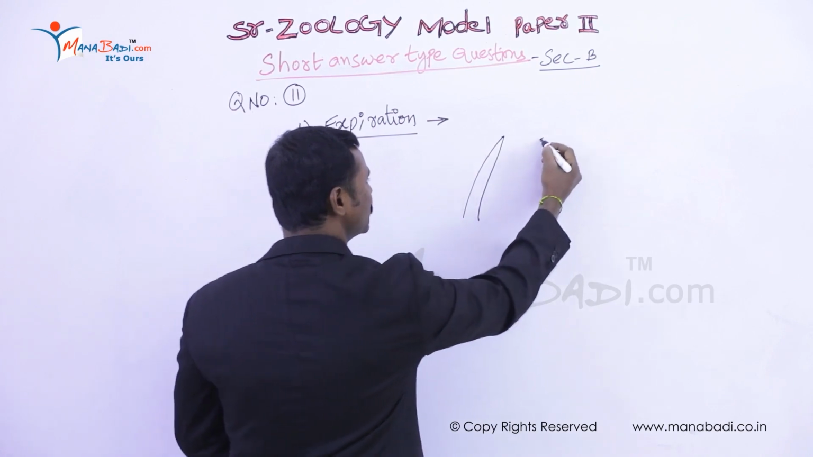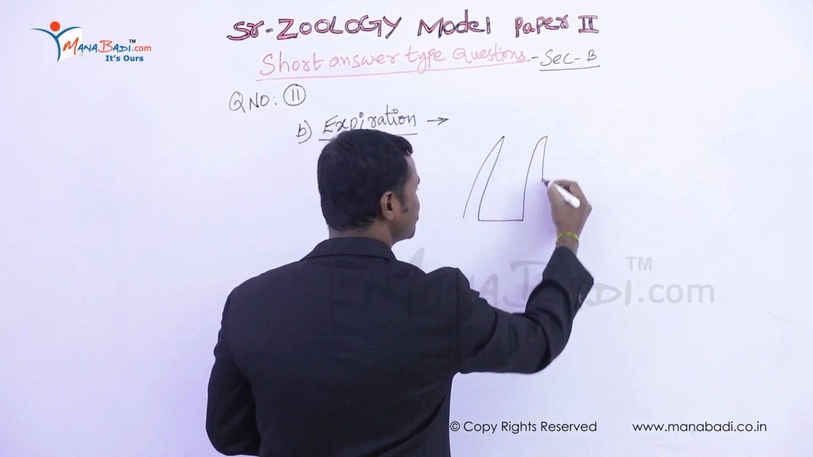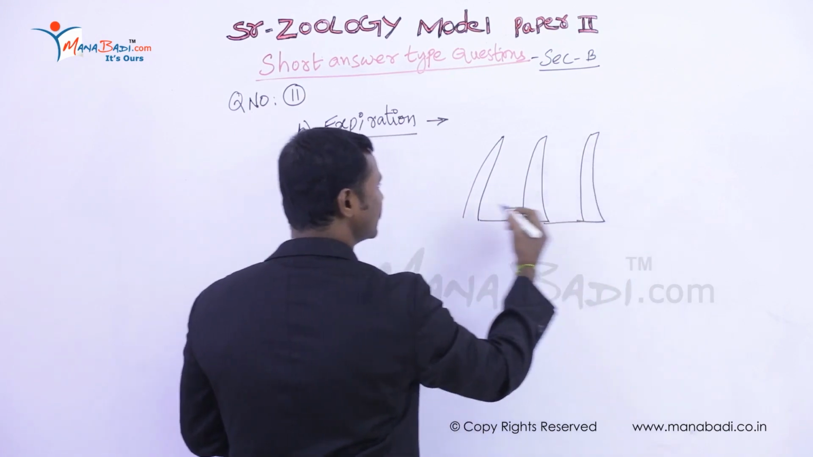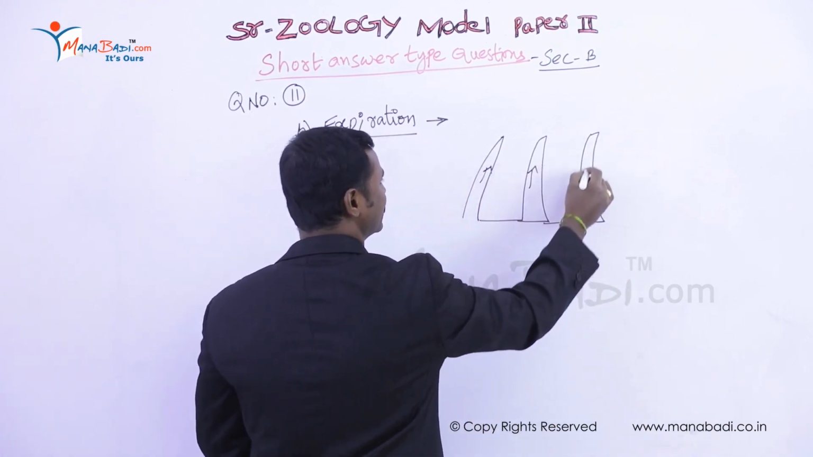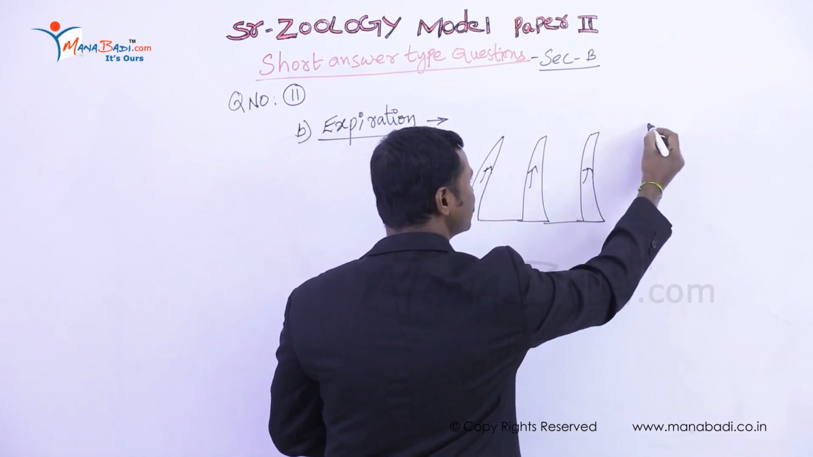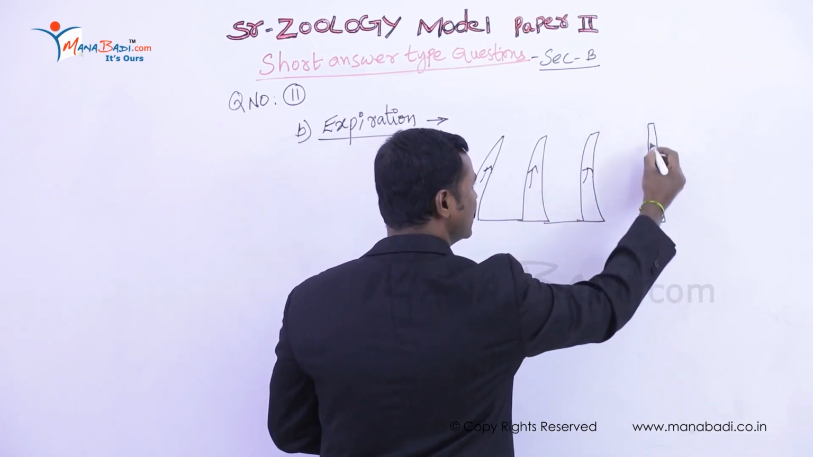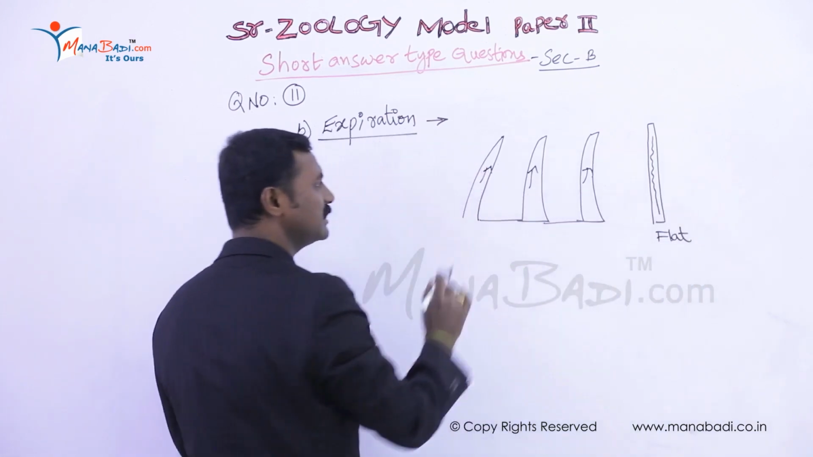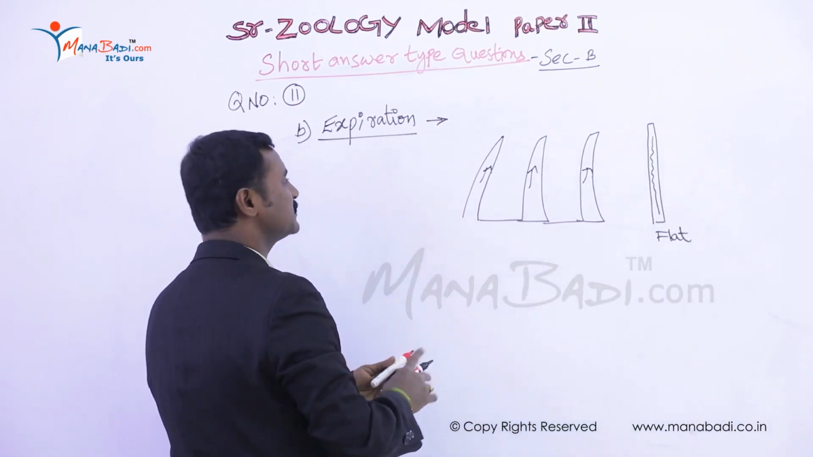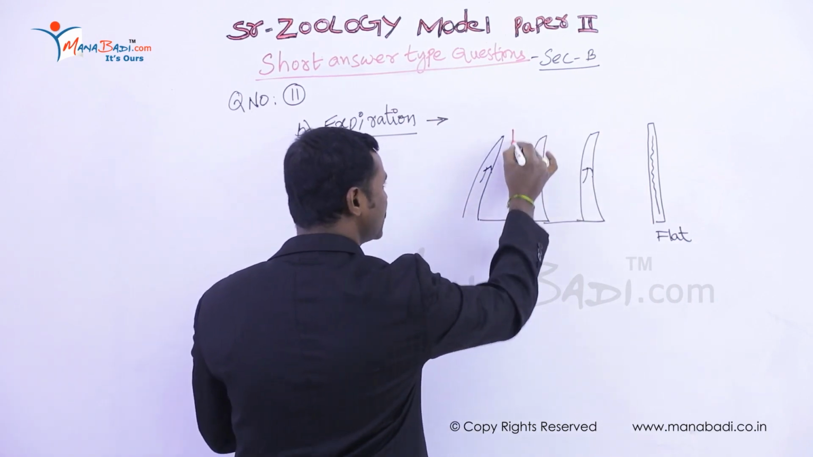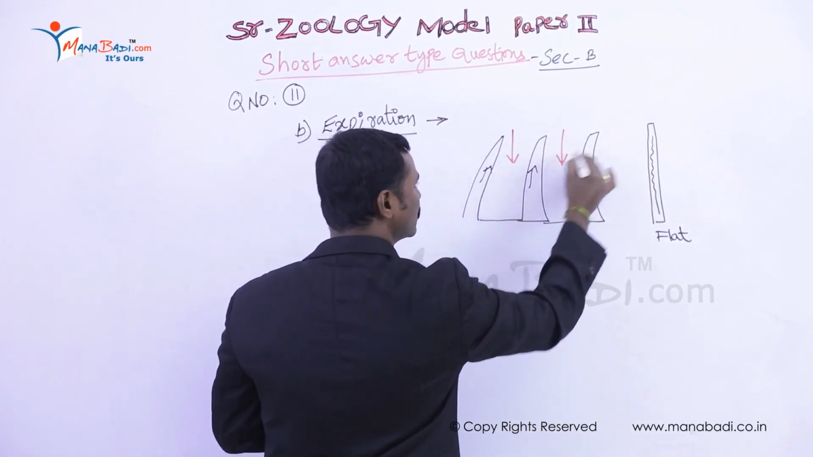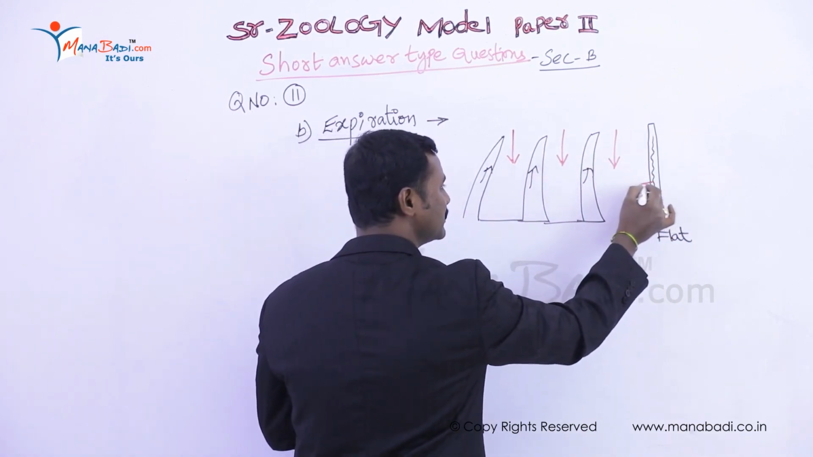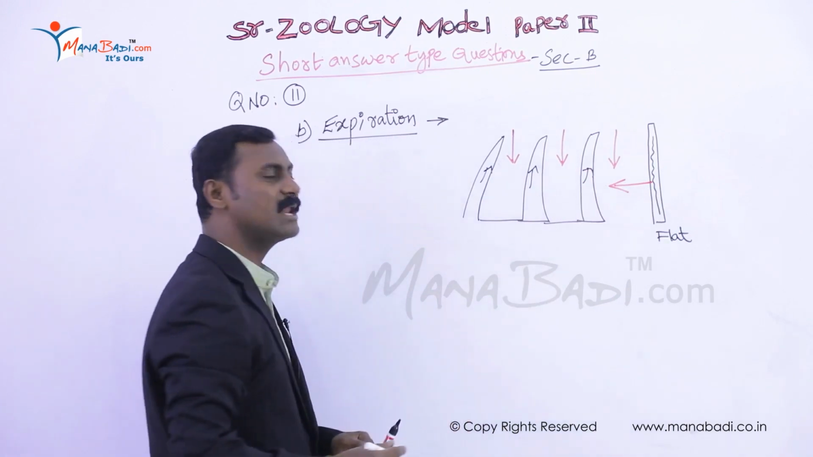Just now I told you about the ribs' elevation. Because of the contraction of the external intercostal muscles, the ribs are elevated, right? And because of the contraction, the diaphragm is flat. This is the position you observe in inspiration. But now in expiration, it should come down. The elevated thoracic cavity and the flat diaphragm should come back to their original positions.